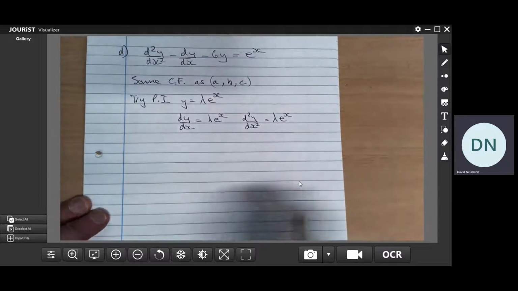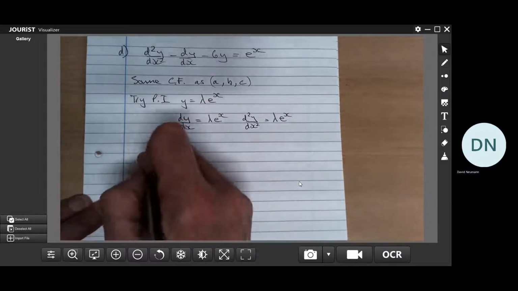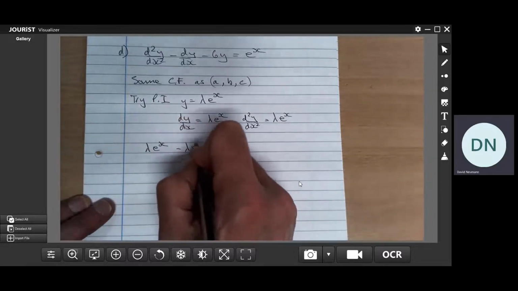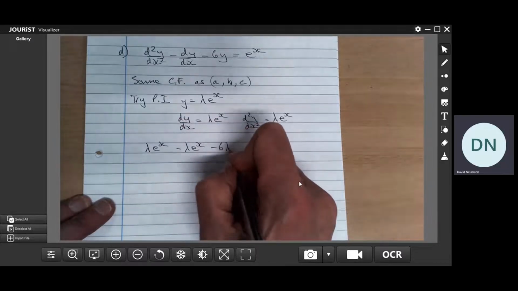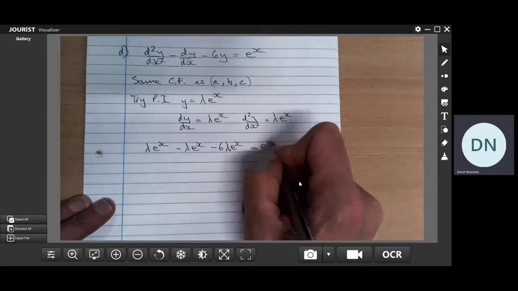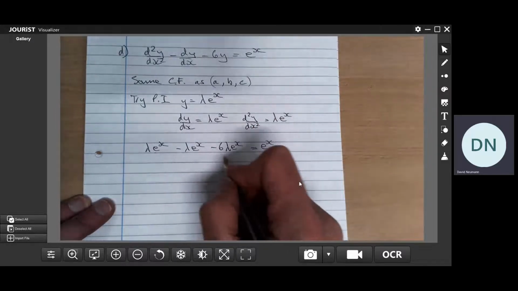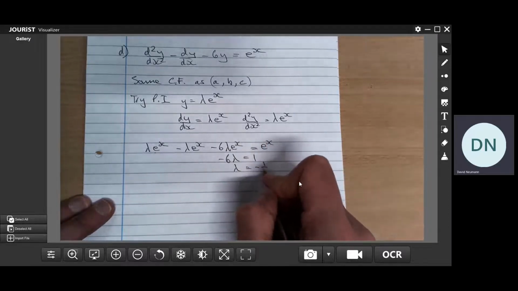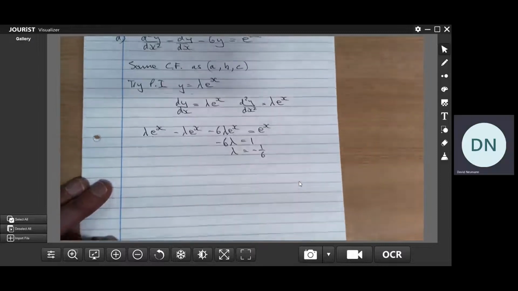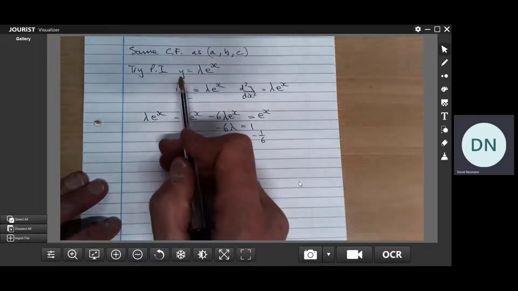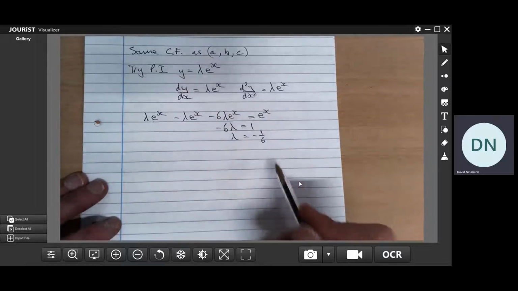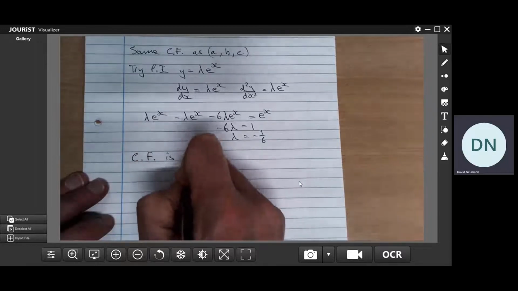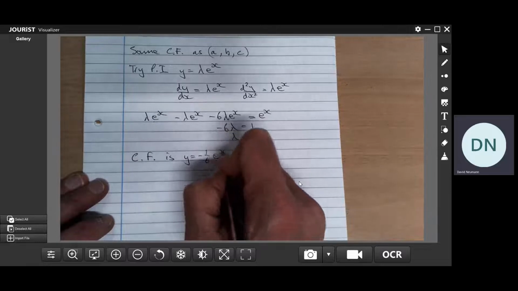So substituting back in here, we've got lambda e to the x minus lambda e to the x minus 6 lambda e to the x is equal to e to the x. These two cancel each other out, so we've got minus 6 lambda equals 1, so lambda equals minus a sixth. So our particular integral is y equals minus a sixth e to the x.